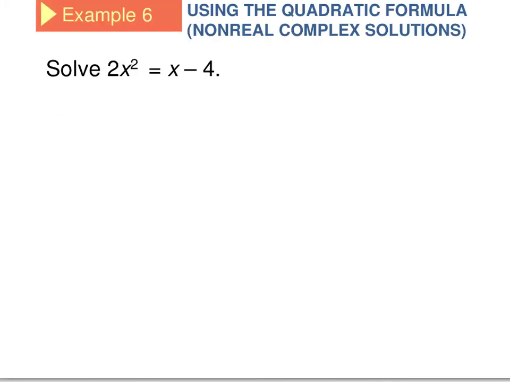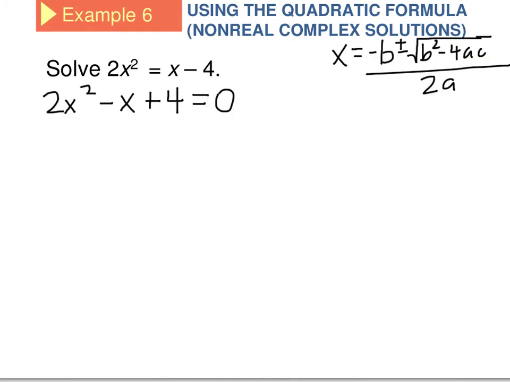Right here we have another quadratic that I need to solve. First of all, I need to get the x and the negative 4 onto the other side with the 2x squared so that it can be equal to 0. Alright, so again, I've set it equal to 0, and I've also written the quadratic formula here to the right.